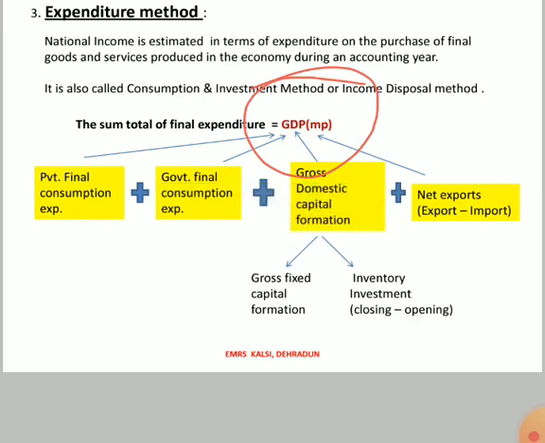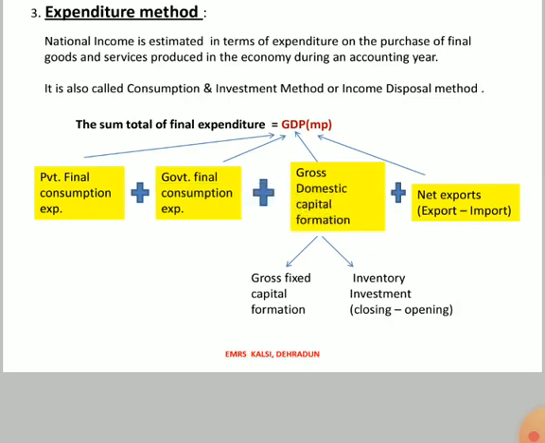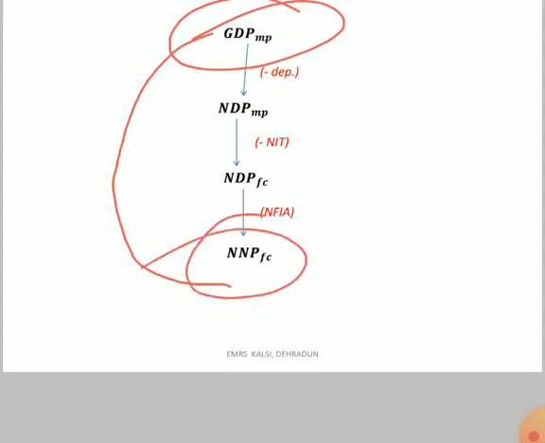Now the main work starts here. This basic thing, we have to add all these, and we will get GDP MP. Now we have to convert this GDP MP into national income. So let's see how we will convert. First we will get GDP MP, and now we have to convert GDP MP into NNP-FC. There's a short form: it is called national income. So national income is denoted by NNP-FC.